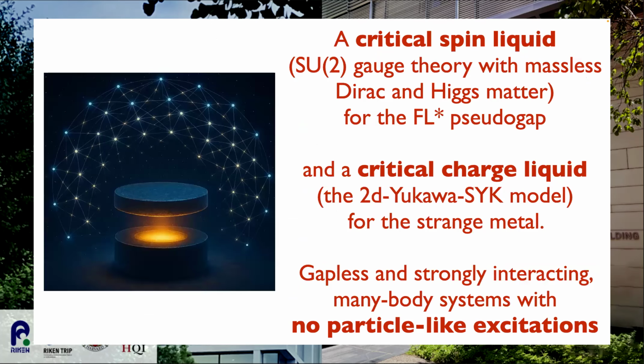Okay, I think I'll just end there. So what I've argued is there are two different types of critical liquids. One is this SU(2) gauge theory, originally proposed by Affleck and Marston, and the other is this two-dimensional Yukawa-SYK model, which are really the key ingredients in understanding the phase diagram of the cuprates.